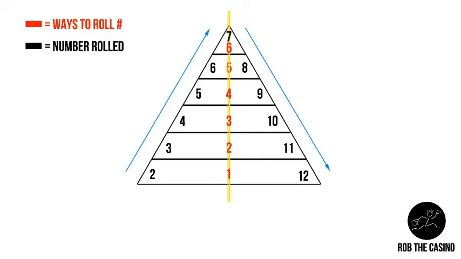The 6 and the 8, they're mirrors. The 4 and the 10 is a mirror. The 3 and 11 is a mirror. The 2 and the 12 is a mirror. If you can memorize one side of the food chain, guess what? You've got the other one down already.